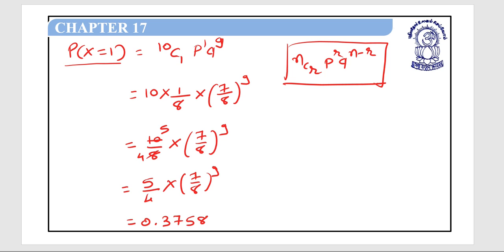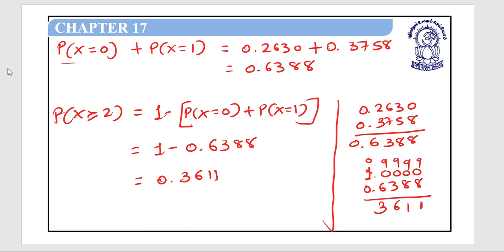Now find probability of x is equal to 1 using the same nCr p raised to r q raised to n minus r. 10C1 p raised to 1 q raised to 9. 10 into, instead of p write 1 by 8, into q, 7 by 8 raised to 9. 10 by 8 into 7 by 8 raised to 9. 2 5s are 10, 2 4s are 8, so 5 by 4 into 7 by 8 raised to 9 is equal to 0.3758.